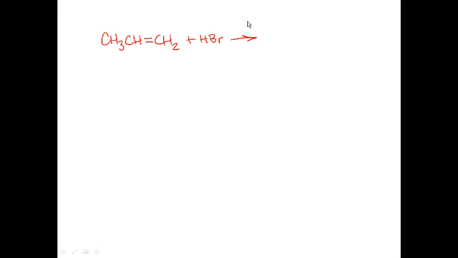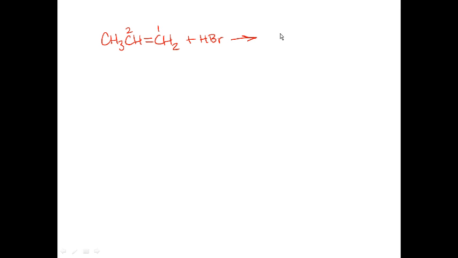When we do addition reactions, we have to think of them in two ways. Can I just write the product of the reaction, or can I write the mechanism? Because the reality is you're probably going to have to do both for the next test.